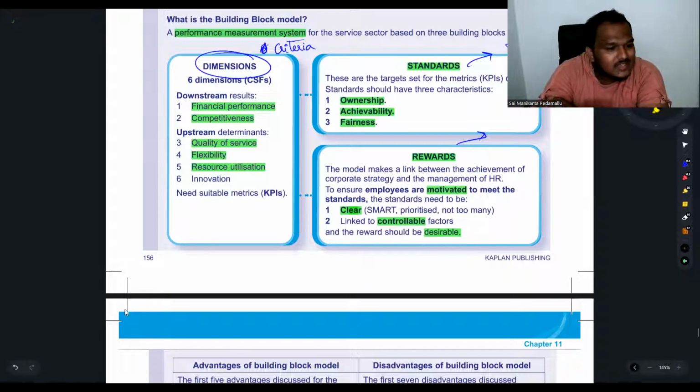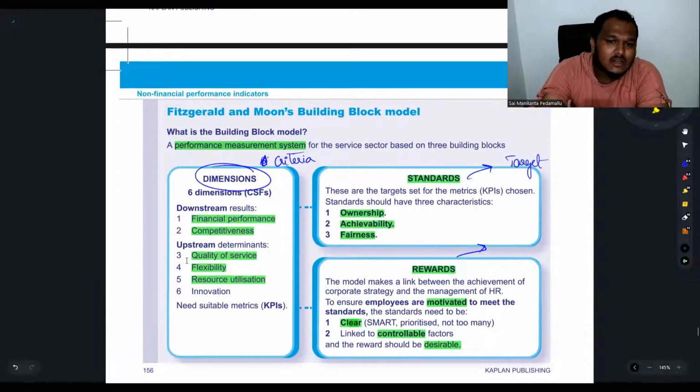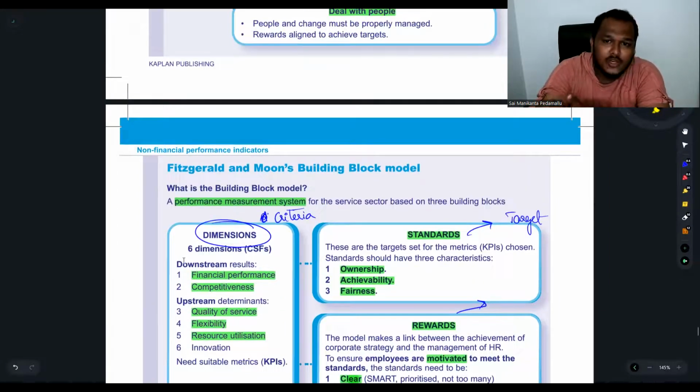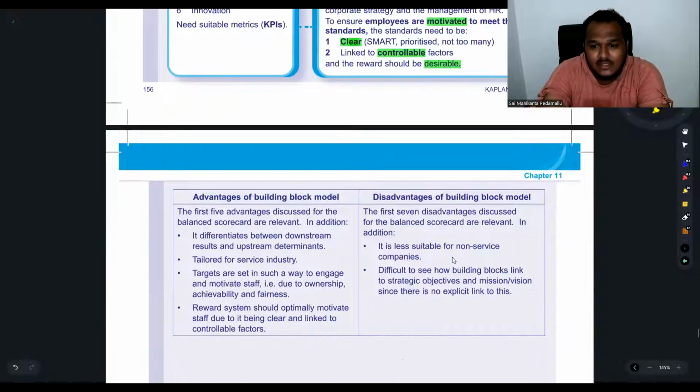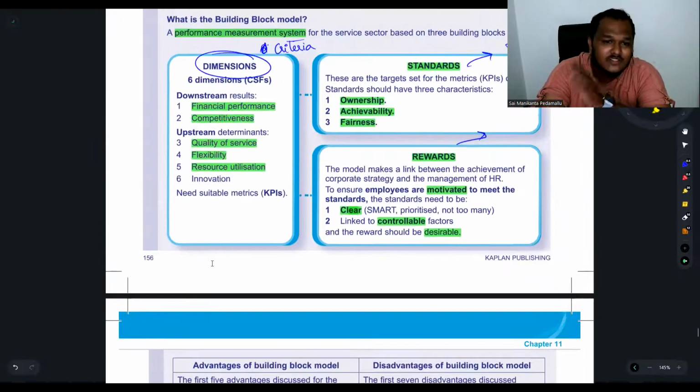And then it's service based, and that's what Kaplan has added on its disadvantages. I mean, it's true. Initially, the building block model was more oriented towards service sectors, but that doesn't mean it should be only for service sectors. See, it is less suitable for non-service sectors. That's what I said. Less suitable, but it doesn't mean product-oriented companies cannot use the building block model. It can be used, even though it was initially focused more on the service sector.